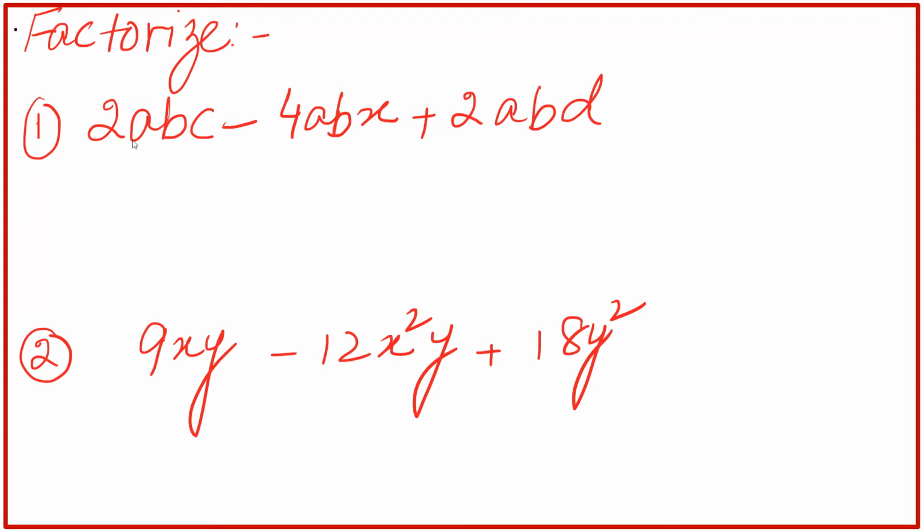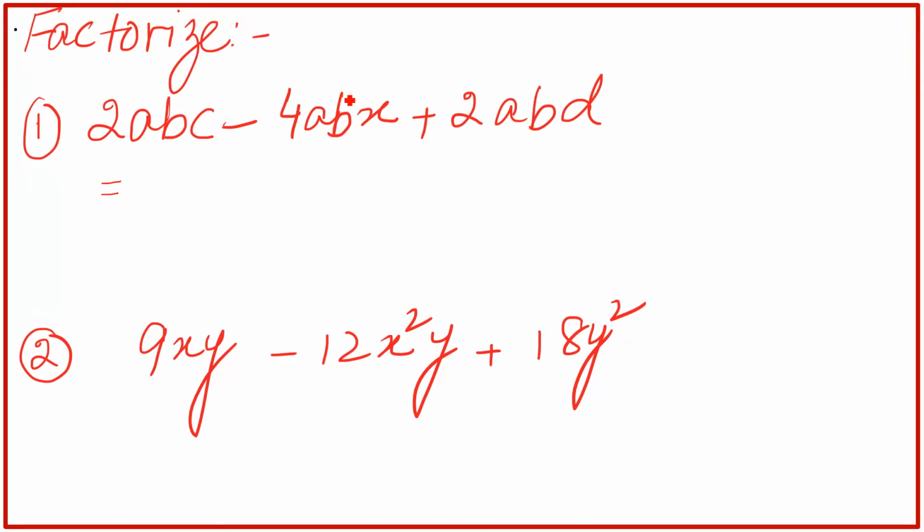Common means that suppose I want to take A as a common, so A should be in the first term, A should be in the second term, and A should be in the third term as well. Suppose we have 4 terms or 5 terms, whatever you are going to take as a common should be a part of each and every element. So see here, first step is you have to see, is there any common thing? First term is 2abc, second is negative 4abx, and 2abd.